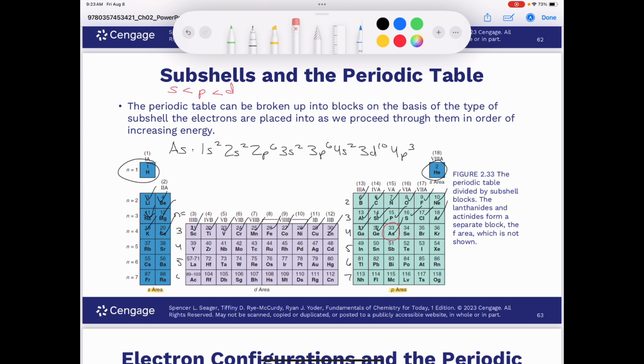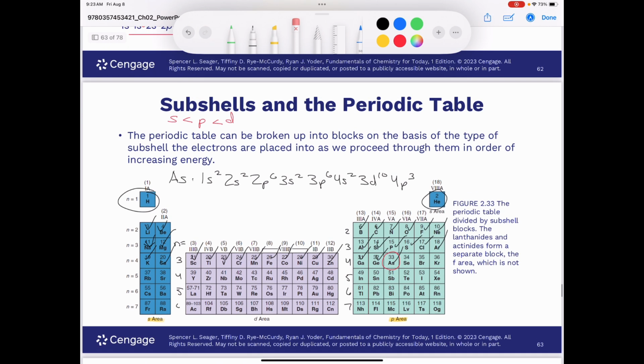Now, if we want to put in the noble gas electron configuration, we just look for the noble gas that precedes or comes before arsenic. And if you go backwards, backwards, backwards, you come up to argon. Argon is the noble gas that precedes arsenic. So we're going to put here argon.